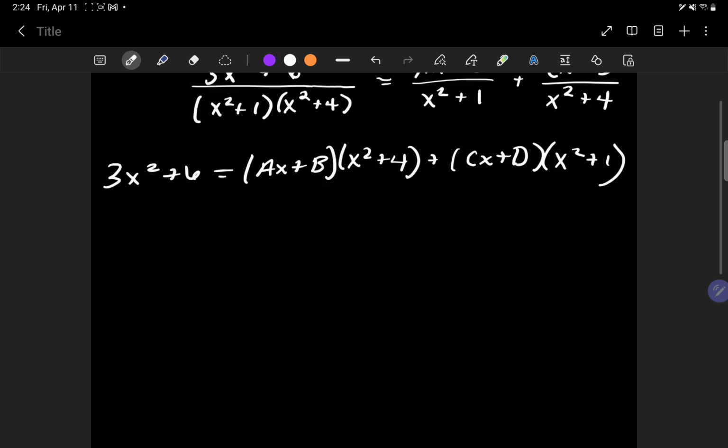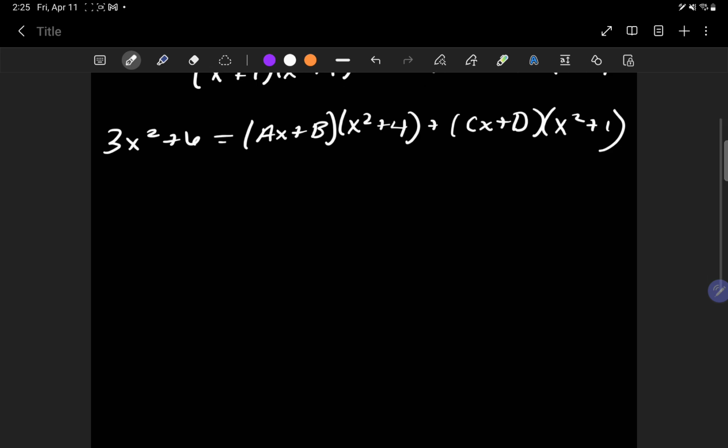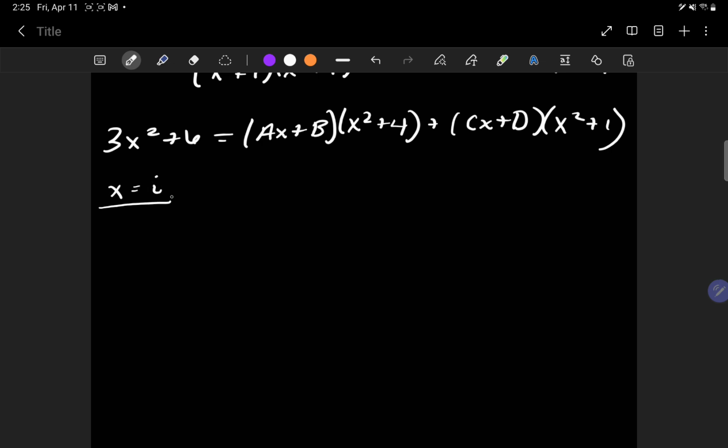All right. So this is where you're going to have to plug in some numbers, like that one problem where we did those radicals. Mm-hmm. So I'm pretty sure you can do the same thing with the roots of these irreducible quadratics, like with complex numbers. Yeah. So I'm going to plug in x equals positive i. That's going to be i squared's negative 1. So on the left-hand side, it's 6 minus 3, which is a 3. And then this one is going to get canceled out on the right-hand side.